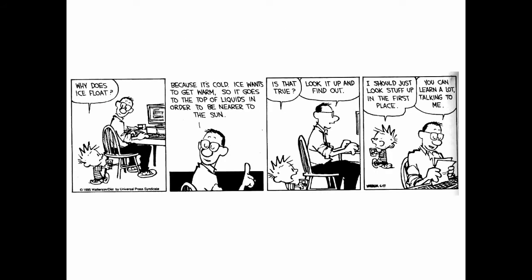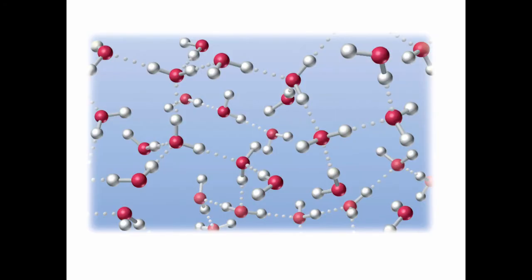And then, well, why does ice float? Because it's cold. Ice wants to get warm, so it goes to the top of liquids in order to be nearer the sun. Is that true? Look it up and find out. Oh, I should just look stuff up in the first place. You can learn a lot talking to me. Well, Calvin's dad is not the greatest scientist, does not have the best explanation of things. So let's provide a better one here.